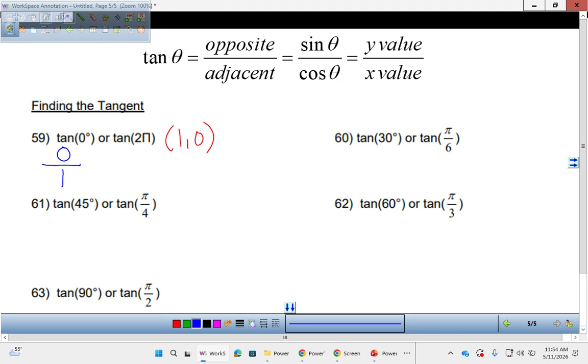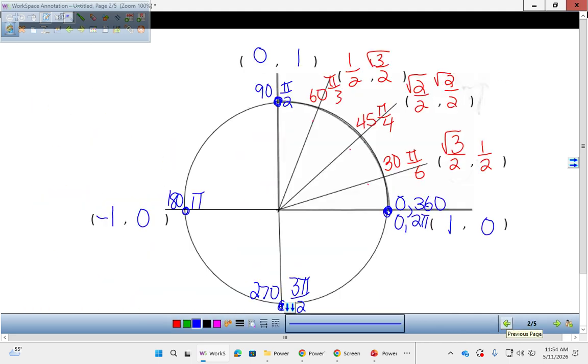What's 0 divided by 1? Remember, we don't have a calculator. 0 divided by 1 is 0. The tangent of 0 is 0. That one's pretty easy. All right, let's keep working our way around the picture here. So the next one says, well, then what's the tangent of 30 degrees or pi over 6? They're the same angle, all right? So let's go back to the unit circle and let's look at 30 degrees or pi over 6. Here's the coordinate point. Root 3 over 2, comma 1/2.